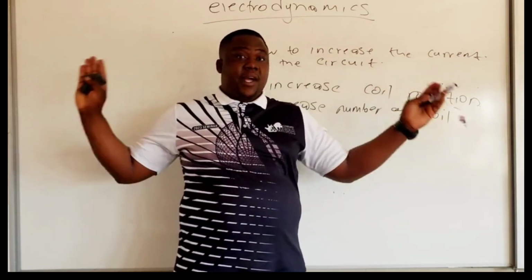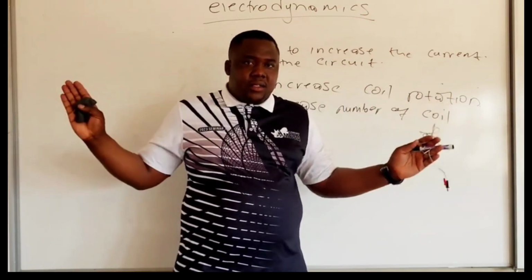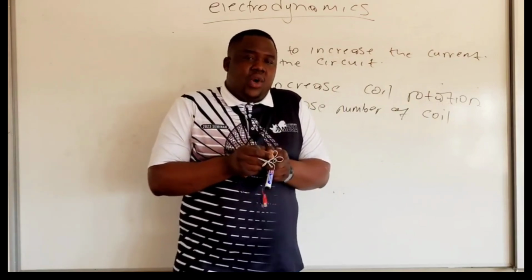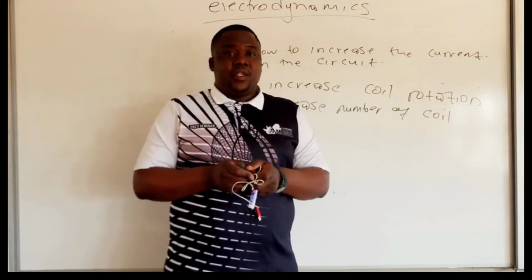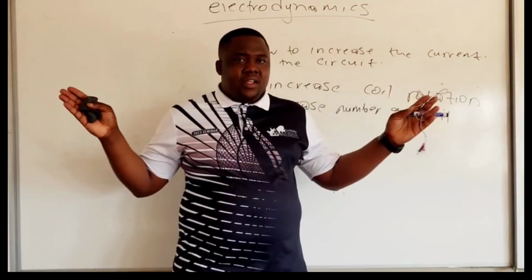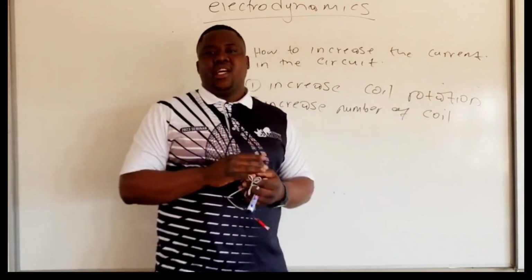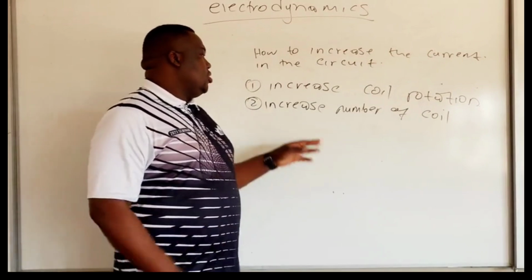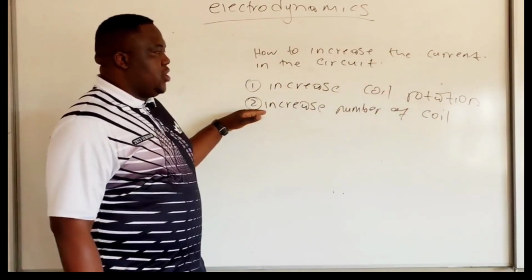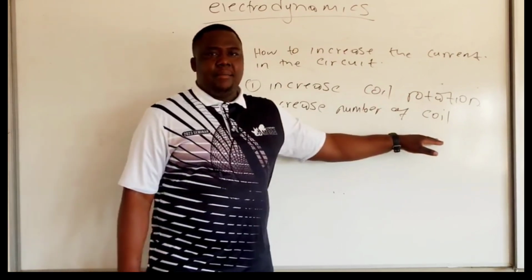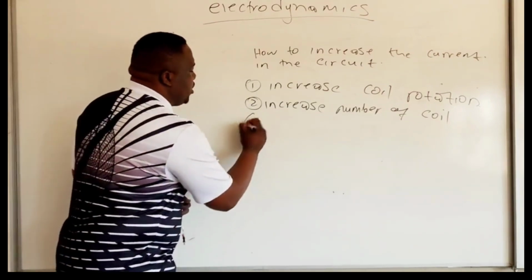I'm going to use a bigger magnet. I'm going to use a bigger coil. A smaller coil is going to have a small amount of current and voltage, but a bigger coil is going to have a high amount of current and voltage produced. So this is one of the things that you can do. You just increase coil rotation and you increase the number of coils. What is the third thing that you can do if you want to increase the current?